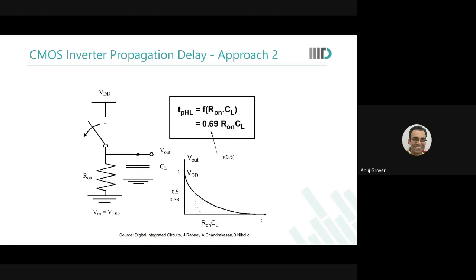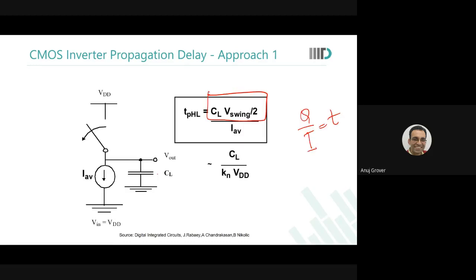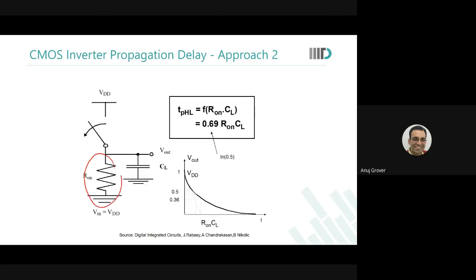Now we go to a slightly more complex model. We say instead of this being a current source, in reality, the MOSFET is a resistance. There is some on resistance of a MOSFET. When you look at that as an on resistance, because we know that a MOSFET is not really just a current source, there is some resistance there. So then you say that my delay is 0.69 R on into CL. Again, am I right? Are you able to see this?